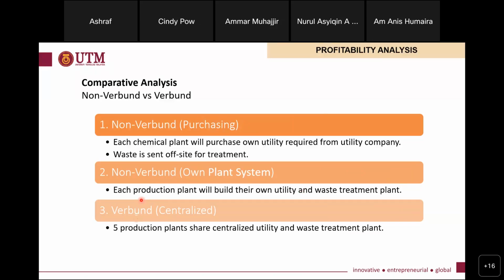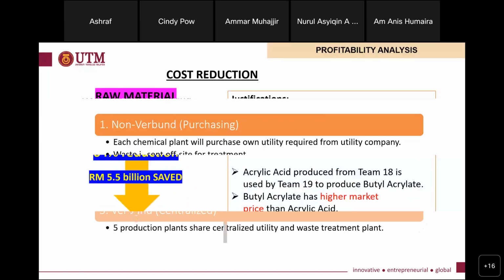So we can save money and meet sustainability and environmental needs. Moving on to the raw material, we realized a cost reduction from 8.6 billion ringgit per year to only 3.1 billion ringgit per year. This year, we reduced the material cost by 64%, or 5.5 billion ringgit.